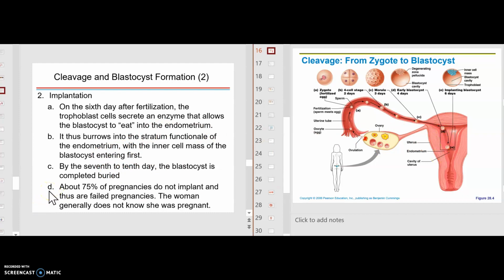By the 7th to 10th day, the blastocyst is completely buried, as we'll see later. About 75% of pregnancies do not implant, and thus have failed. They just don't implant and go straight out. The lady would not even know she's pregnant, and would pretty much have a menstrual period. Okay, so we go further.